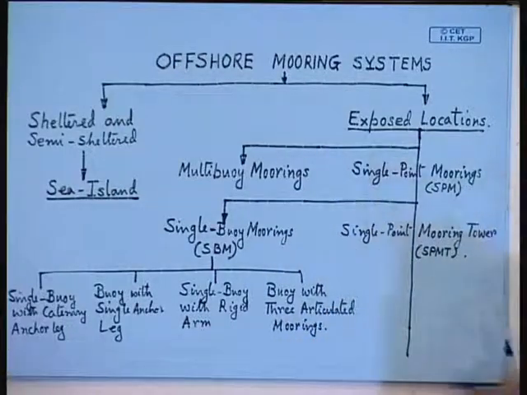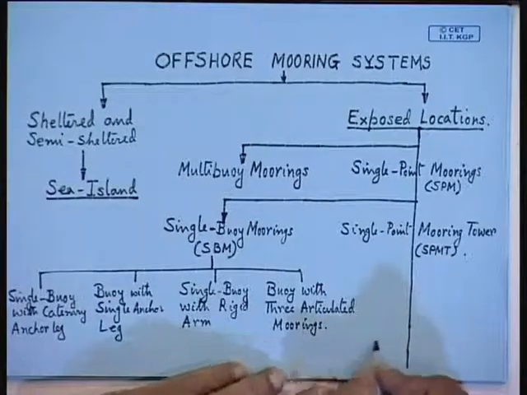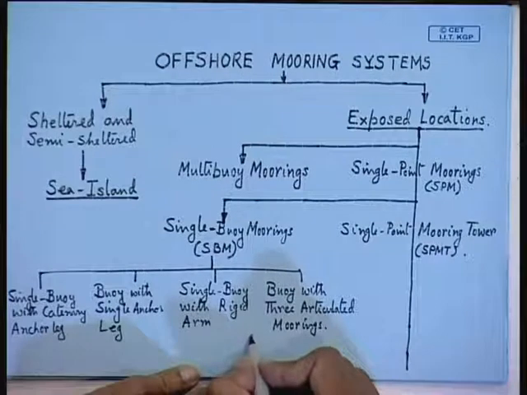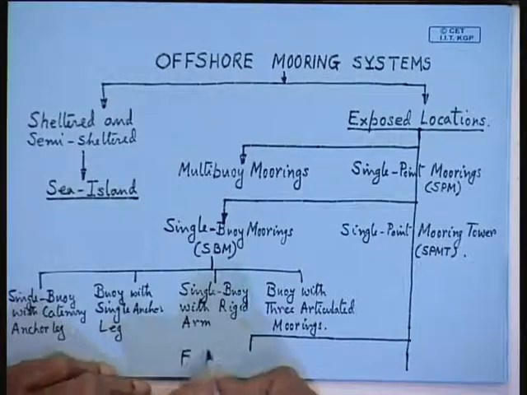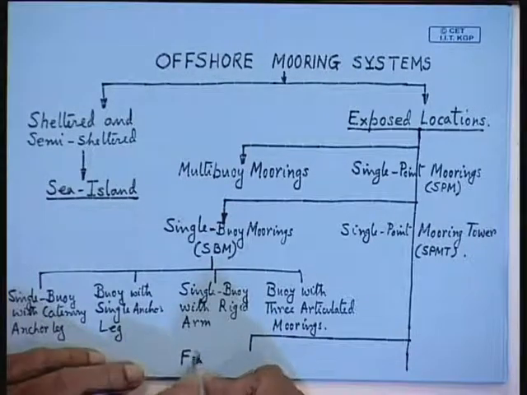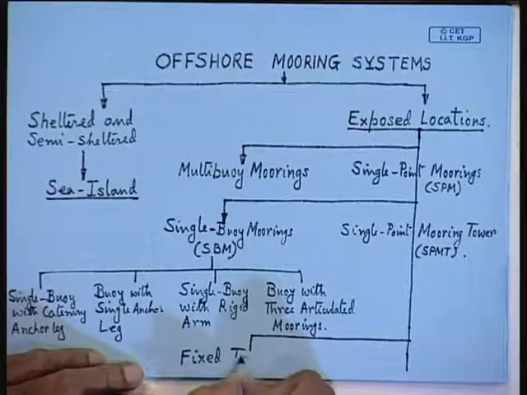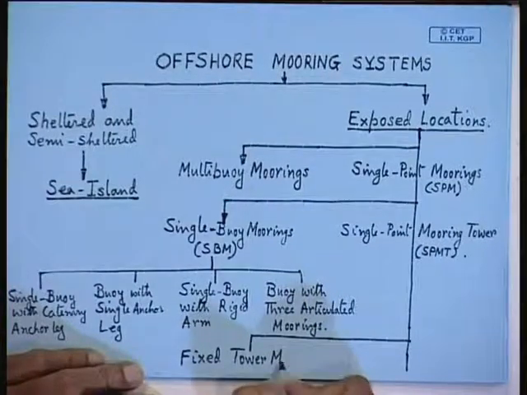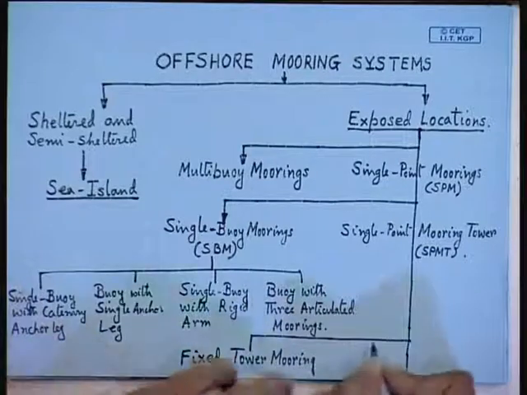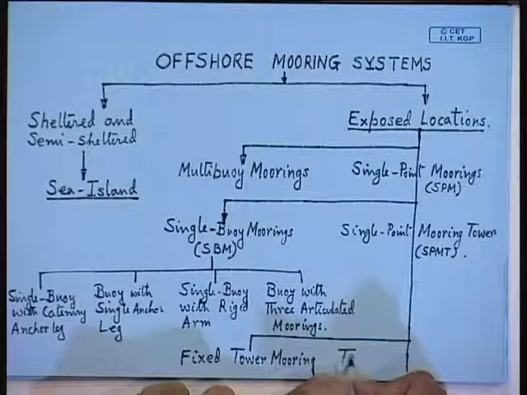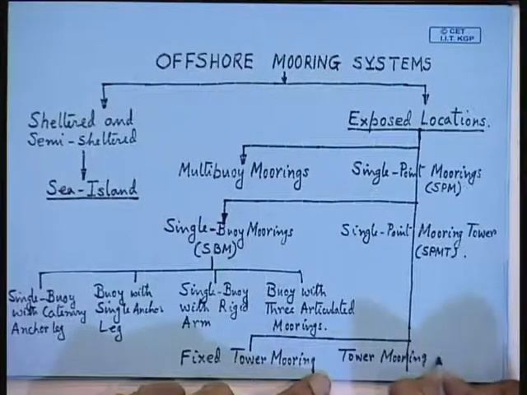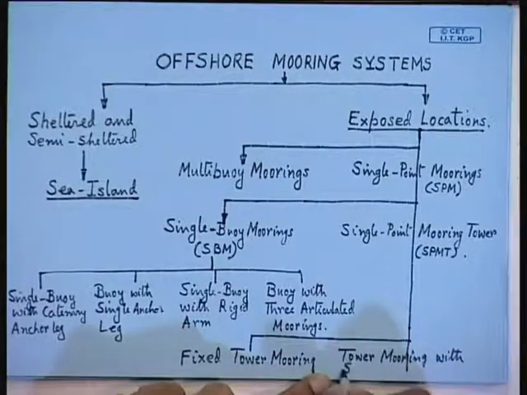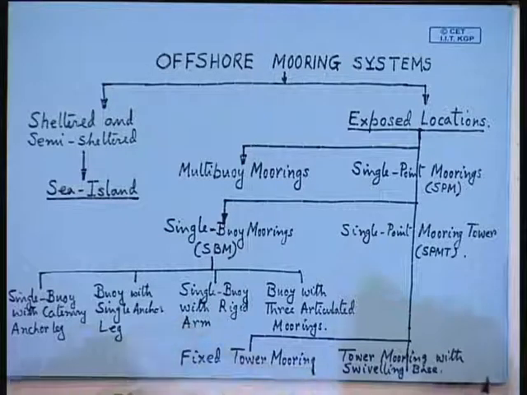Now, single point mooring tower, as you can see from the name, suggests that this is a fixed tower. So, you will have only two such types. So, fixed tower. I hope you can see this, already this is coming too much down. So, fixed tower. Now, what are the functions of this buoy and tower mooring? With swiveling base. So, these are some of the broad categories of your mooring systems.